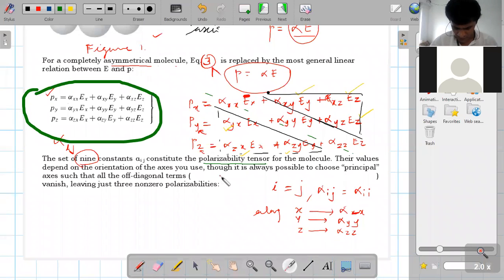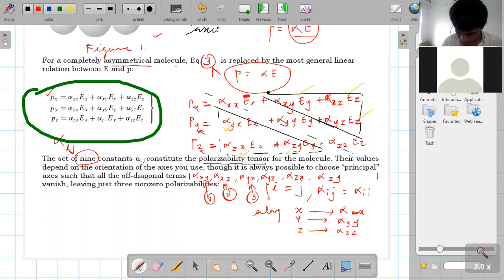It is always possible to choose principal axes, and all the off-diagonal elements here I will write: alpha xy, alpha xz, alpha yx, alpha yz, alpha zx, alpha zy. That is 1, 2, 3, 4, 5, and 6. Understood up to this level?